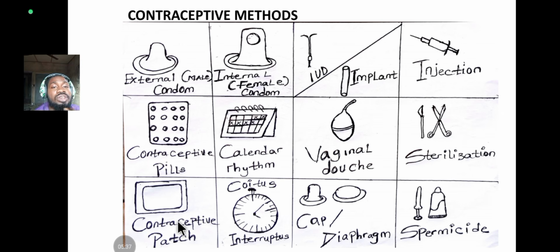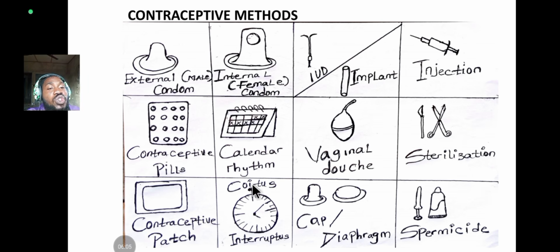All right. So we have the contraceptive patch. The patch is kind of something like a sellotape you carry on your hand or any part of your body. That sellotape has a small needle with it. From that small needle, the contraceptive hormone enters your skin. Your skin will absorb it and it will work. It will help you to prevent pregnancy.